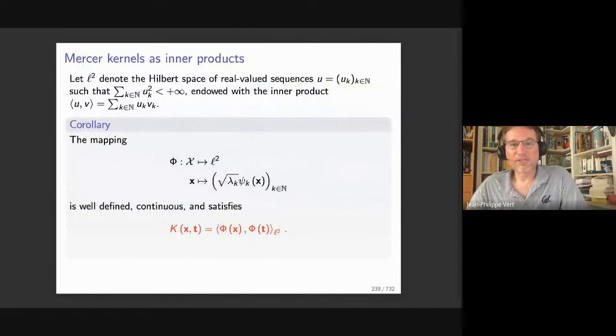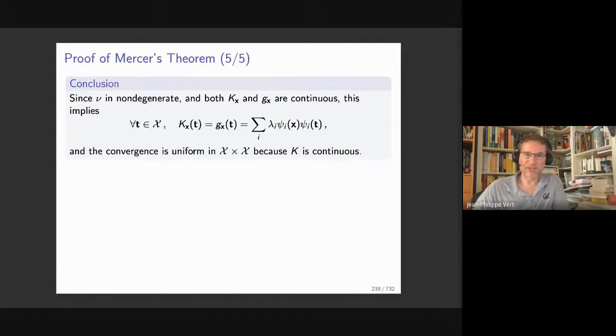Now, from this, we easily conclude what I started from, which was to say that for Mercer kernels, we can show directly that they can be written as an inner product without going through the notion of RKHS. So to get that, it's quite immediate now that we have this characterization that k of x,t is the sum of lambda k psi k of x psi k of t.